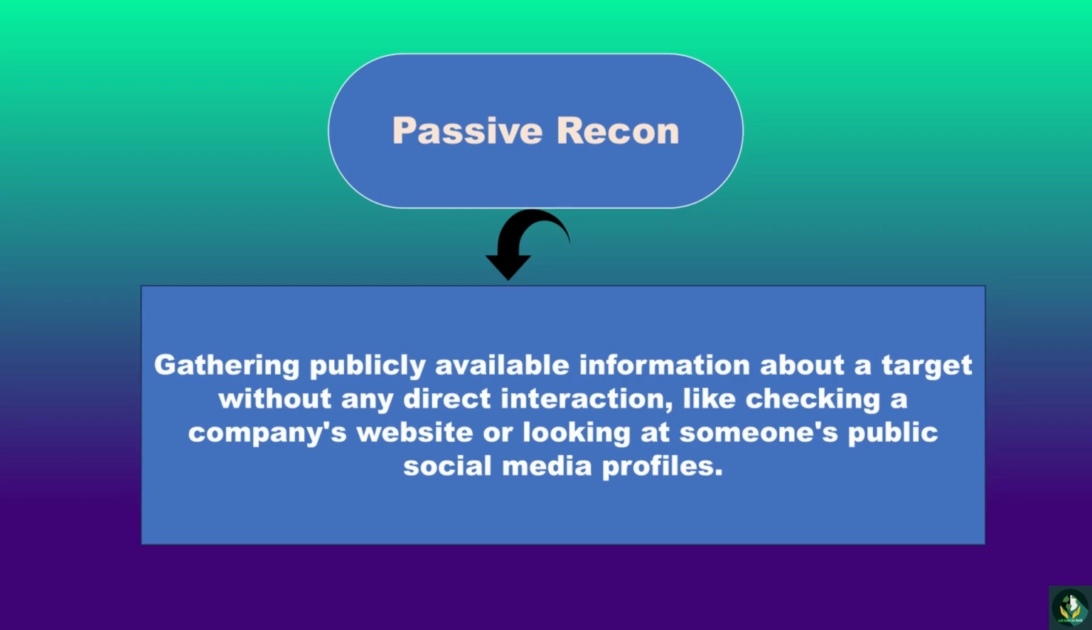Passive recon is all about gathering information without directly interacting with the target. You are using public data like social media profiles, search engines, public records. You are not touching the target system. You are staying completely under the radar. For example, if you are checking out someone's public Facebook images, they won't know you are looking. That's an example of passive reconnaissance.